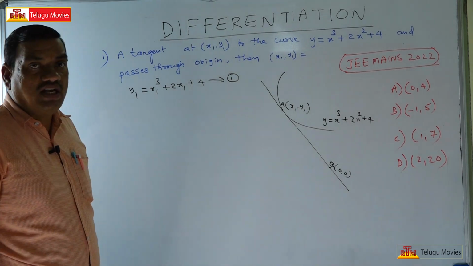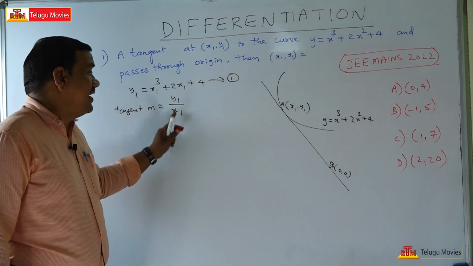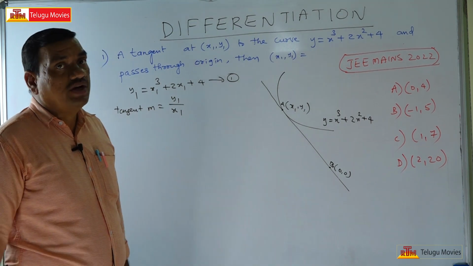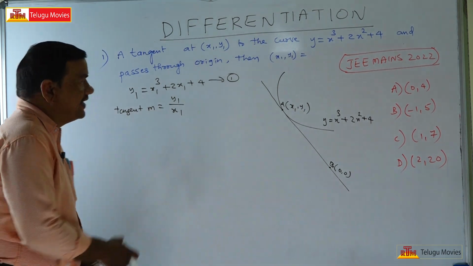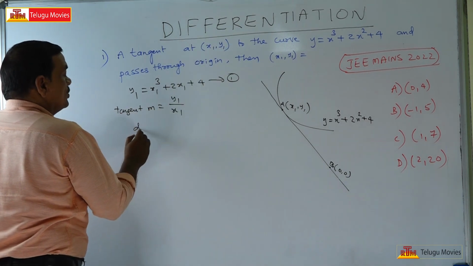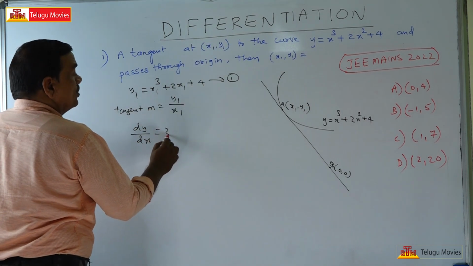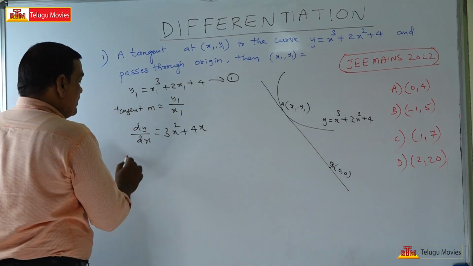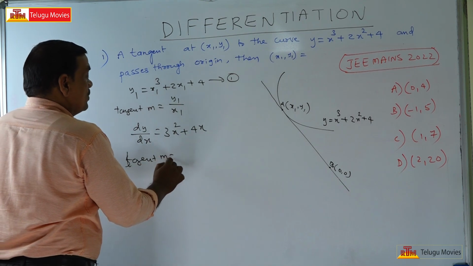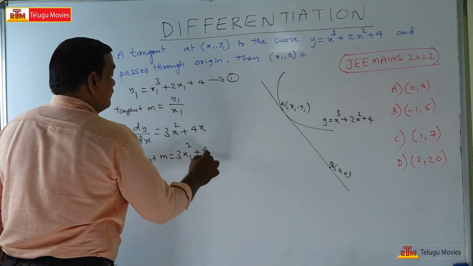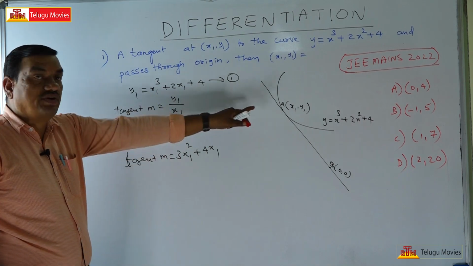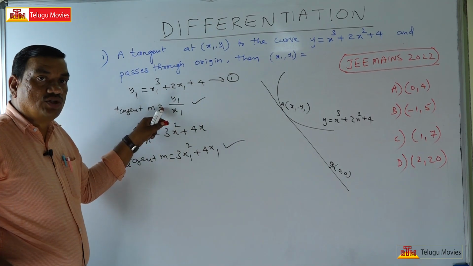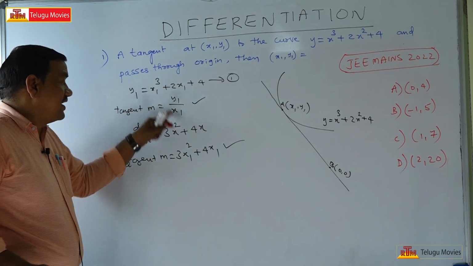Then how to find the second? We find the slope y1 by x1, that is y2 minus y1 by x2 minus x1. In another way, we can also find the slope of the tangent by differentiating the curve: dy by dx is equal to 3x square plus 4x. So the slope of the tangent is m is equal to 3x1 square plus 4x1, substituting x1 in this dy by dx. But these two are equal, as both are the slope of the tangent.